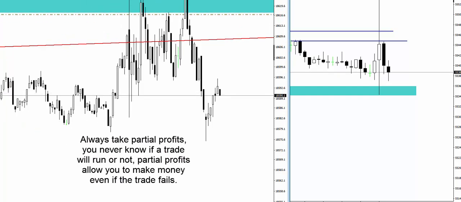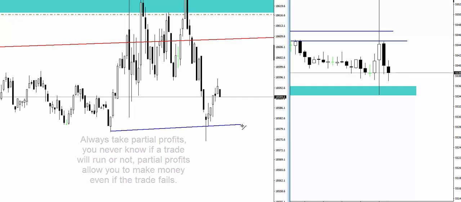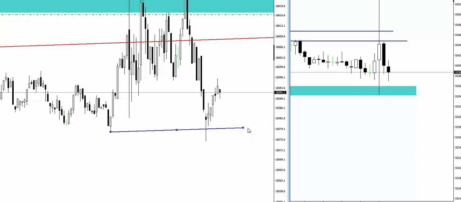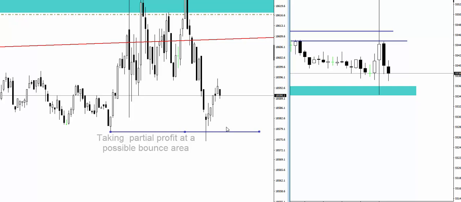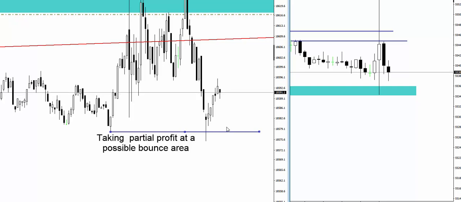Now, I've taken off half of my position at the last little low. Why? Because you want to get paid in trading, and sometimes the market doesn't do what you want. This might be the start of a larger move, I don't know, but the fact is that I take some of my trade off, which means I still get paid even if I'm wrong, which is great.